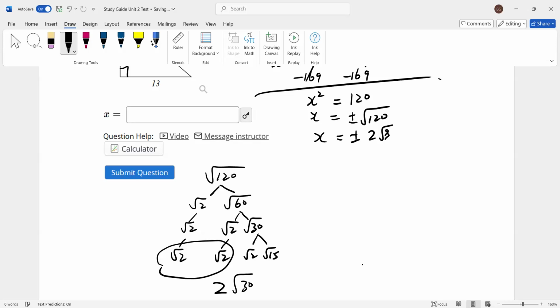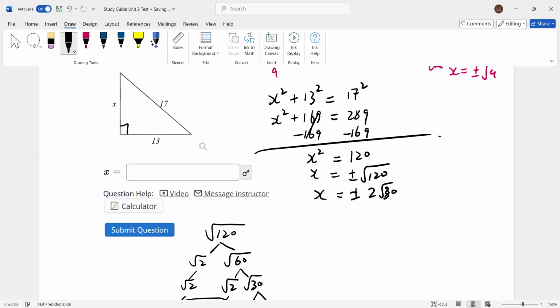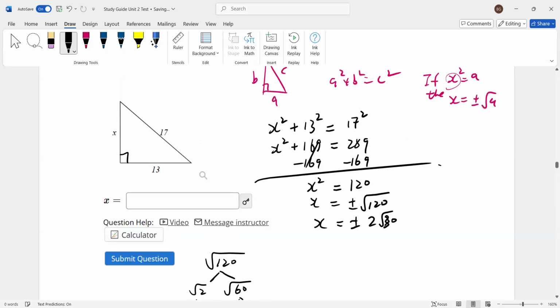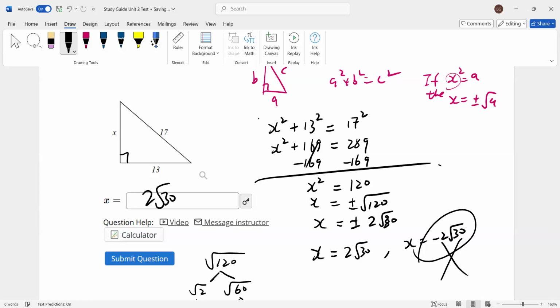2 root 30. So the solution, 2 solutions, right? Oh, 1 solution, my bad, sorry. x is the length, so it cannot be negative. So here we have 2 solutions, x equals positive 2 root 30 or x equals negative 2 root 30. Be very careful. Since x is the length of a side of a triangle, it cannot be negative. It has to be a positive value. So 2 root 30. All right? Yeah, this one is not that bad.